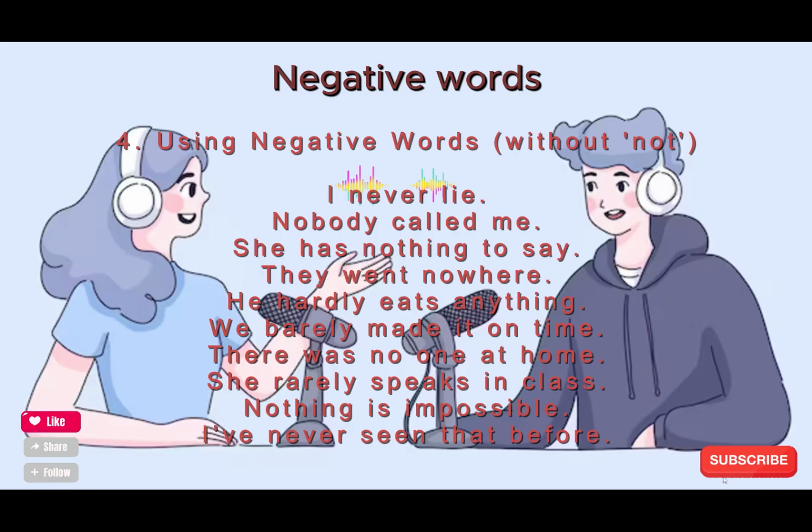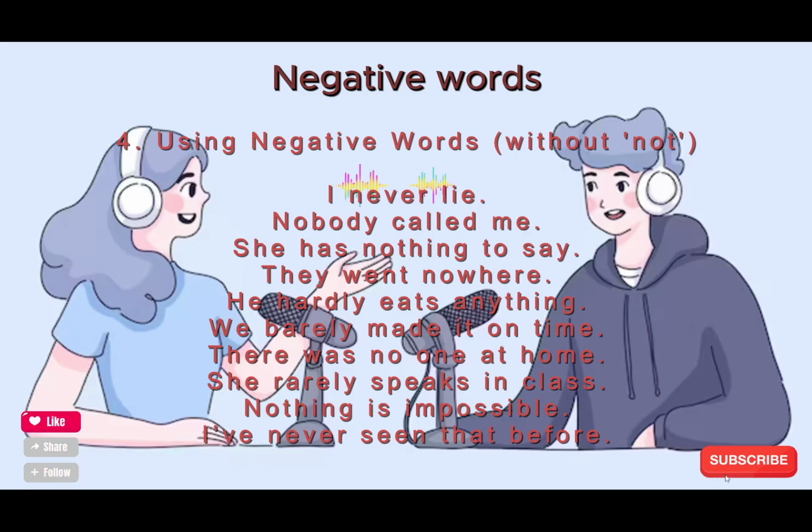And those words like hardly or barely, they're subtly negative. They mean almost not. Like, he hardly eats anything. So, very little. Or we barely made it on time, meaning we almost didn't make it. Another one for people, like no one: There was no one at home, same as nobody. Frequency: She rarely speaks in class, meaning almost never.